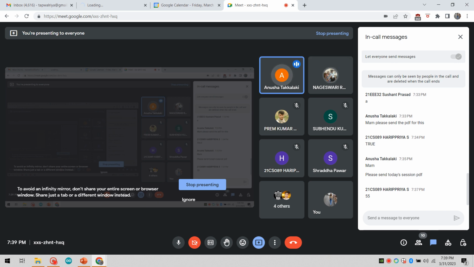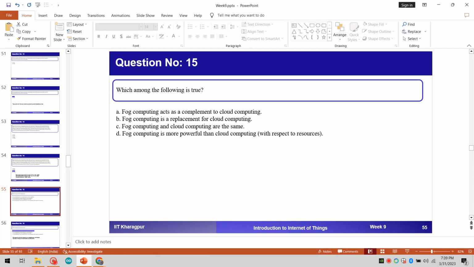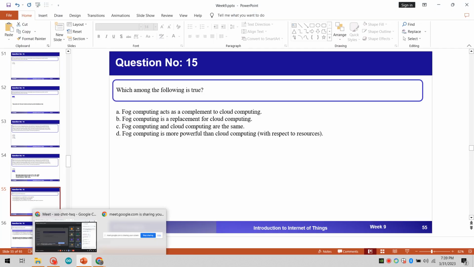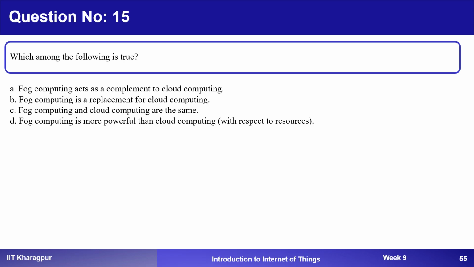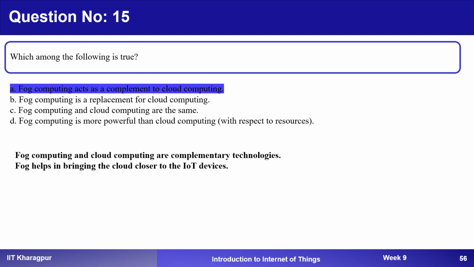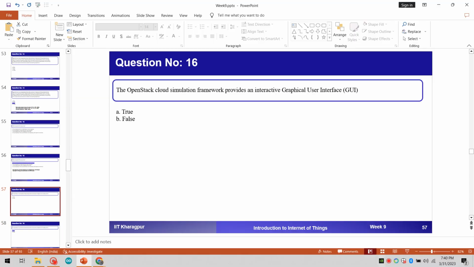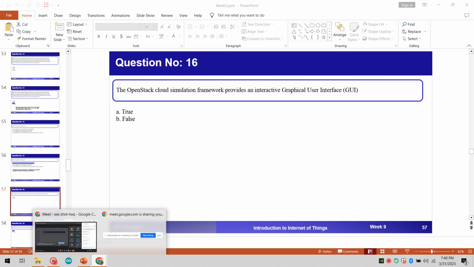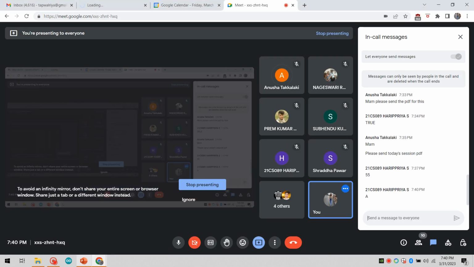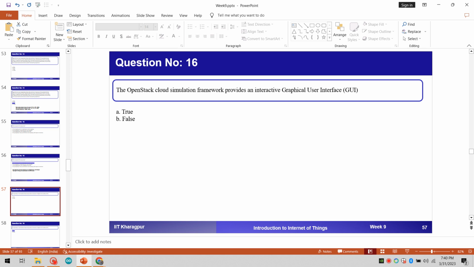Option A, ma'am. A. Fog computing acts as a complement to cloud computing. A, yeah, A is the correct option. Next question: the OpenStack cloud simulation framework provides an interactive GUI. True or false? A, ma'am. True. Okay, and what's the name of that GUI?